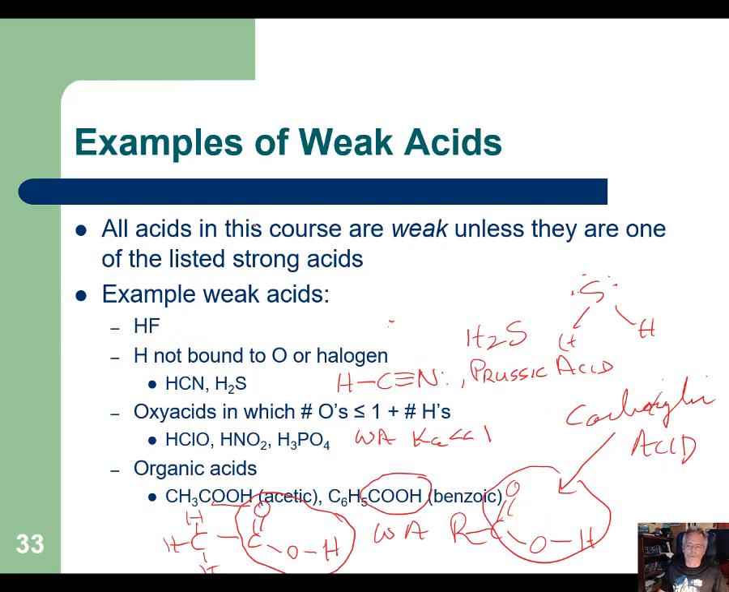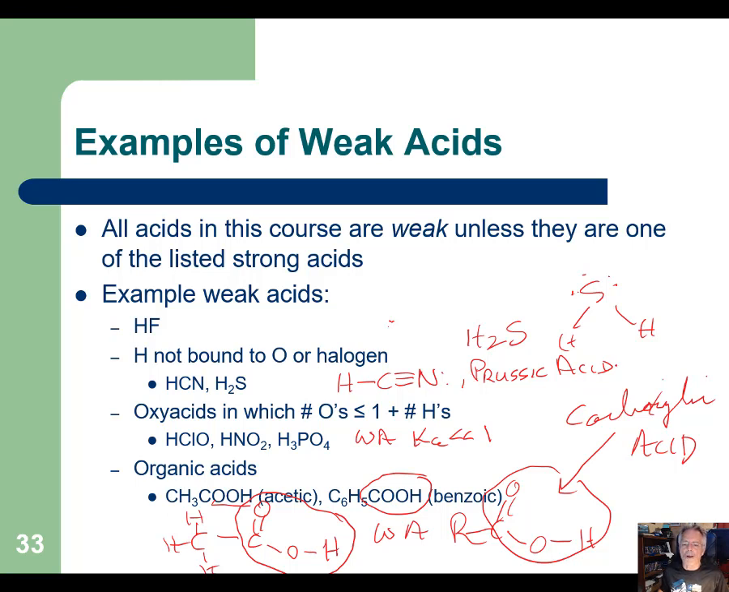Let's take a look at a few examples real quickly. All acids in this course are weak unless they are one of the 7 strong acids that we've specified. That's a Chem 1 skill. You are supposed to know your strong acids. I think most of you do. Examples of weak acids: HF. Other weak acids are acids like hydrocyanic acid. This is hydrogen cyanide dissolved in water. It does partially ionize, and it's terribly toxic stuff.